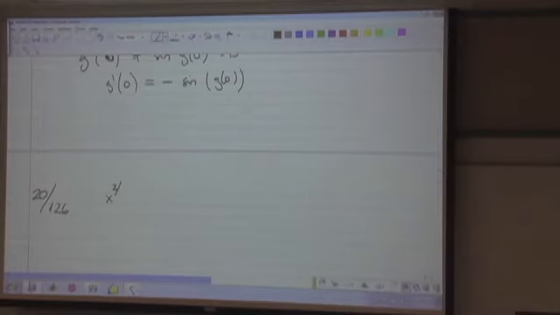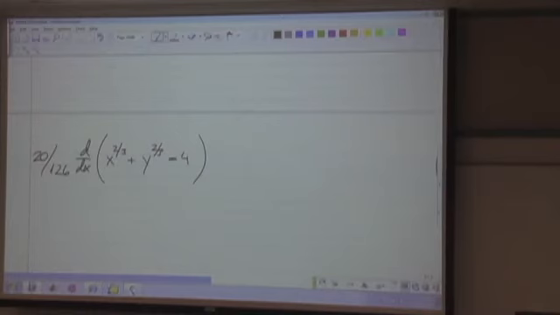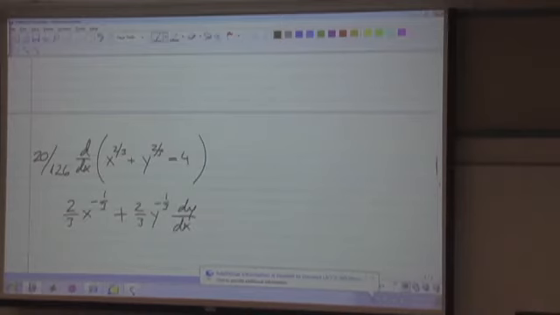We have x to 2/3 plus y to 2/3 is equal to 4. What is your problem with this? Is how to take the derivative? Is that the difficulty? Okay. So what's the derivative of x to 2/3? 2/3 x to negative 1/3 plus what's the derivative of y to 2/3? 2/3 y to negative 1/3 times dy over dx is equal to 0, right?